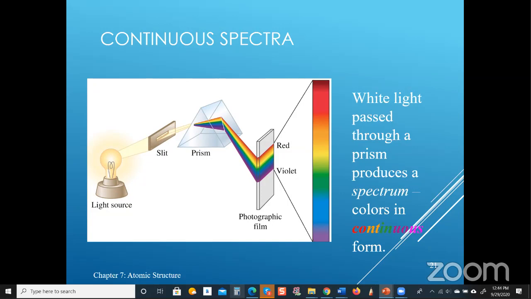And this is actually what you observe in the rainbow, right? In the case of the rainbow, those different colors appear because of the refractive properties of water. As sunlight passes through it, the different colors separate and it forms a rainbow, all right? So that's what happens as far as the continuous spectrum is concerned.